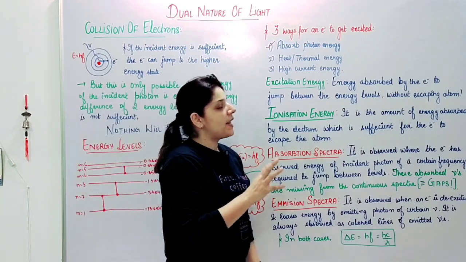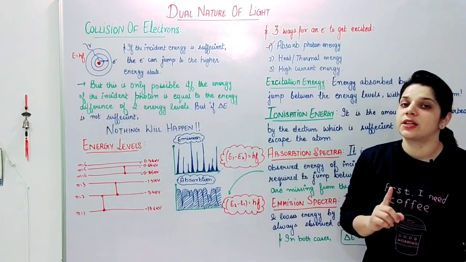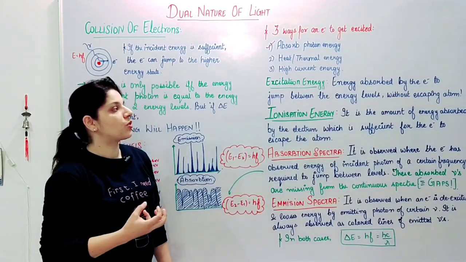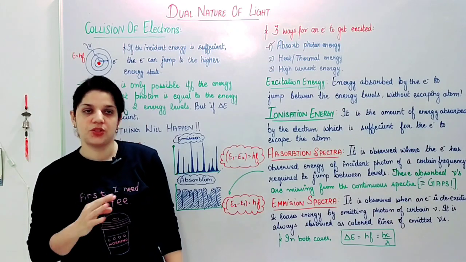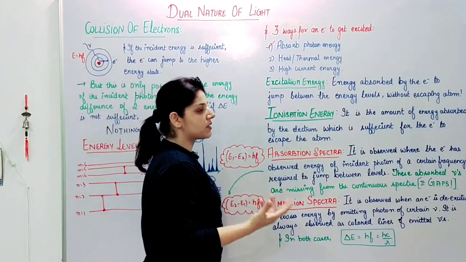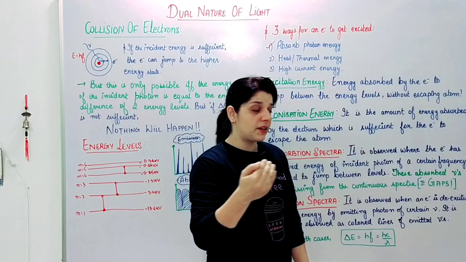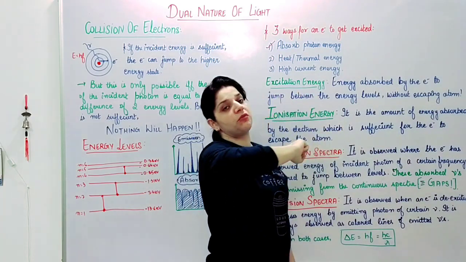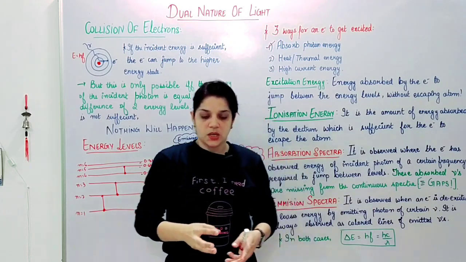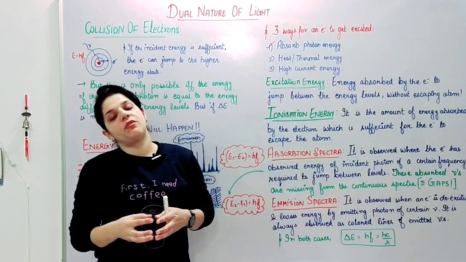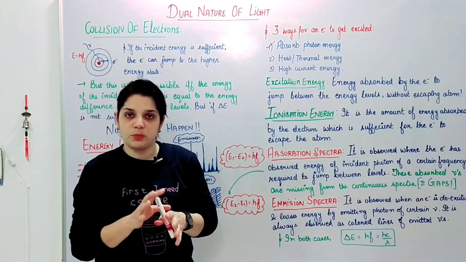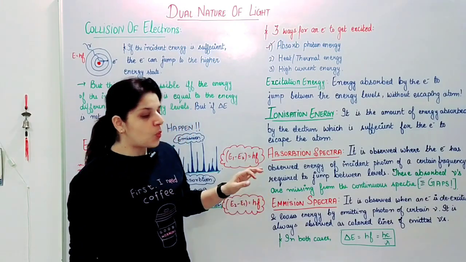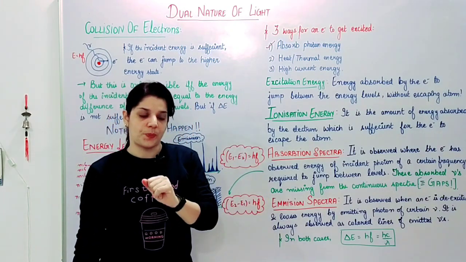Now, I know two kinds of energy now, which is the excitation energy, which is the amount of energy absorbed by the electron so that it can jump in between the energy levels without escaping. But ionization energy is a little bit higher than the excitation energy because ionization energy is sufficient for the electron to escape the atom. Now, I am saying that a certain amount of electrons are either released or absorbed during some interaction or some energy exchanges. What are the observations now?